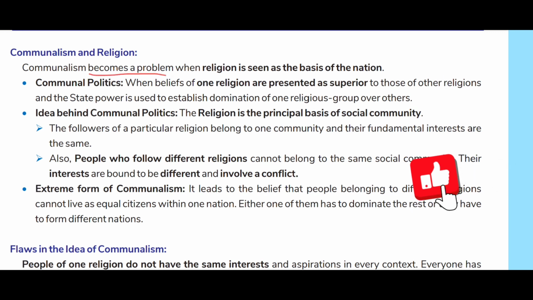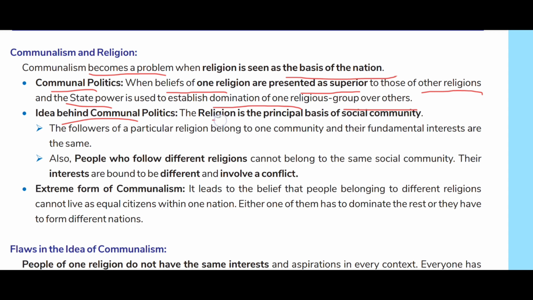Communalism and religion. Communalism becomes a problem when religion is seen as the basis of the nation. Communal politics is when beliefs of one religion are presented as superior to those of other religions and the state power is used to establish domination of one religious group over others.